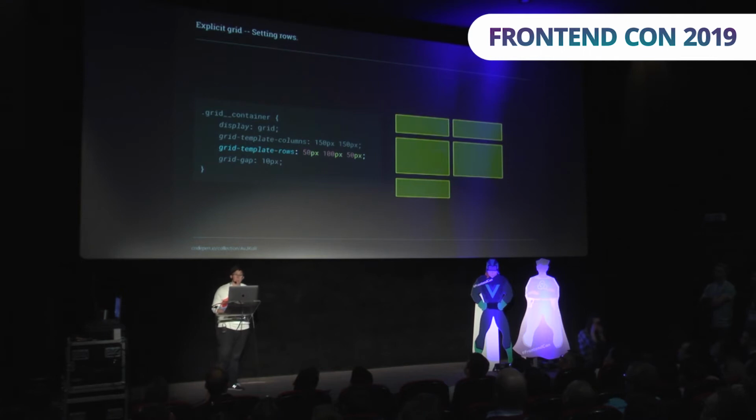We can set the template rows as well, like this. So here we've set the middle row to be 100 pixels tall. This becomes really useful when you're trying to control the layout of individual components. Using grid template rows can become very handy.